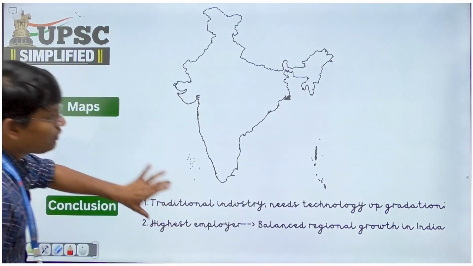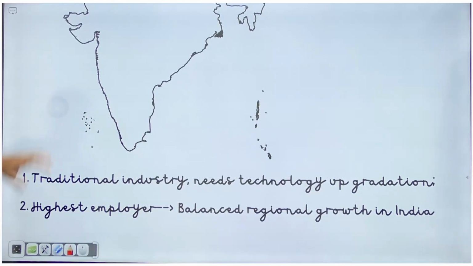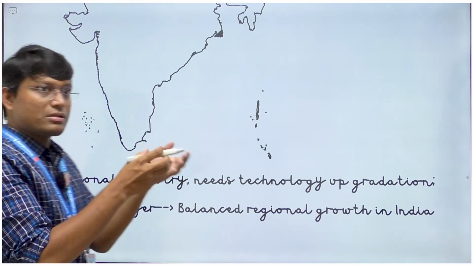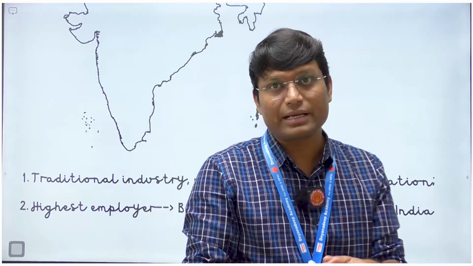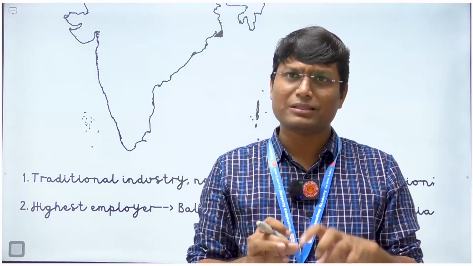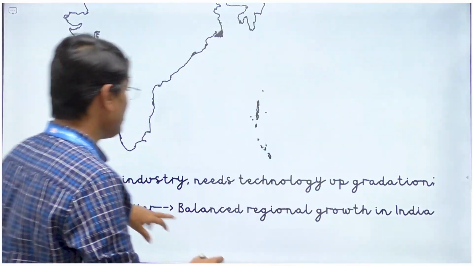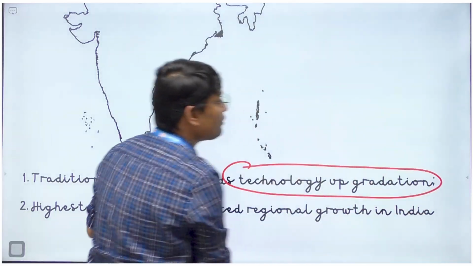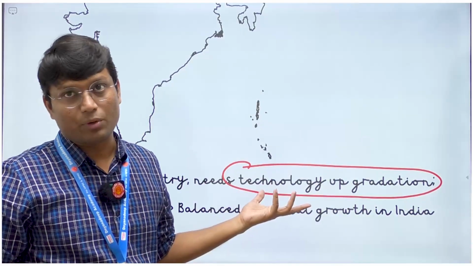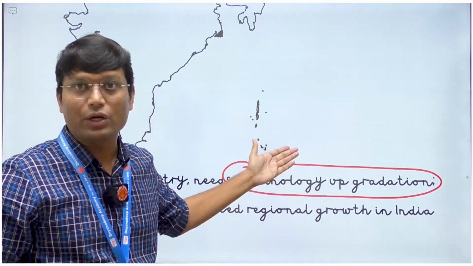And in conclusion, these are the ways in which you can write it. You can say that it is right that there has been decentralization of this particular industry, but there are certain problems, and with technological upgradation we can overcome those problems. That can be one way of concluding.